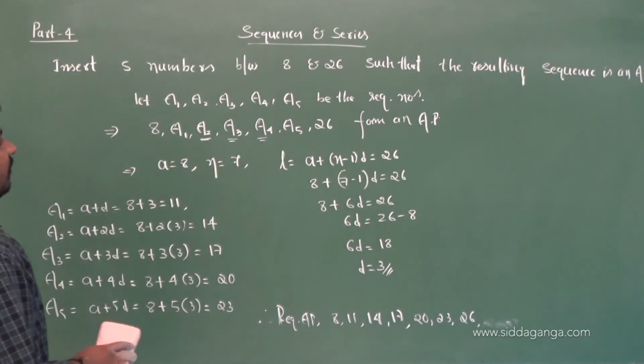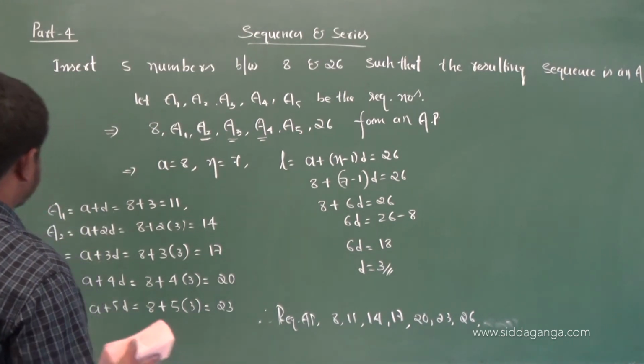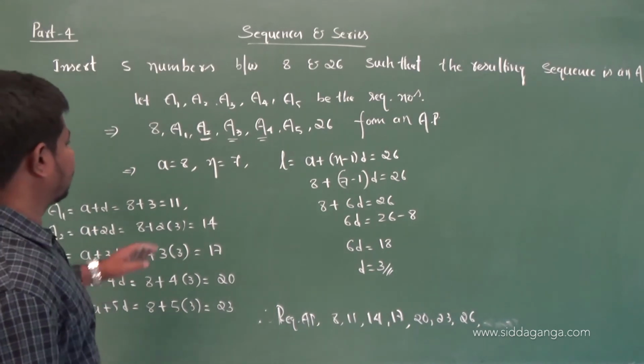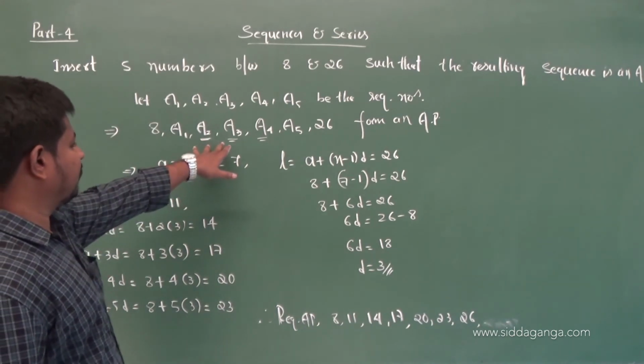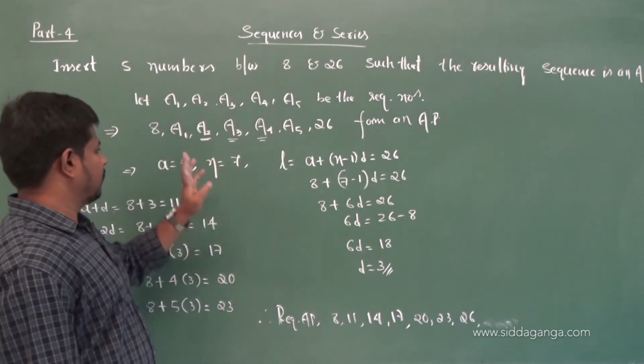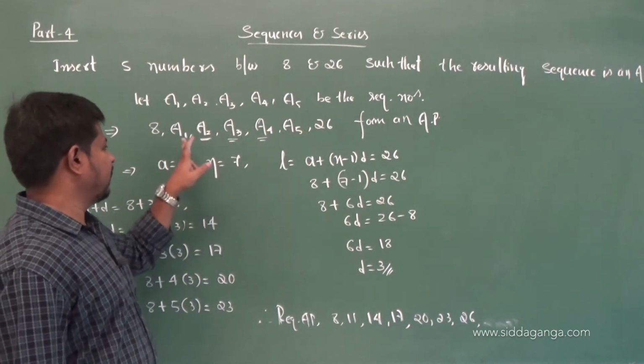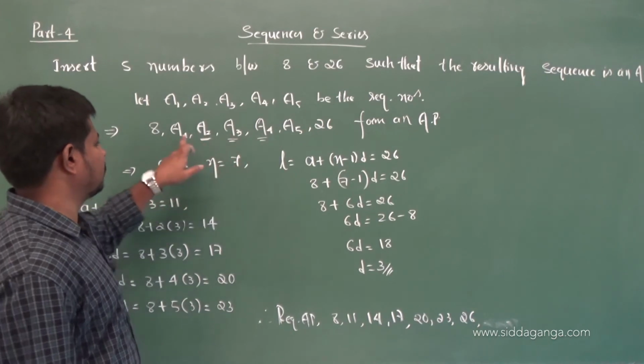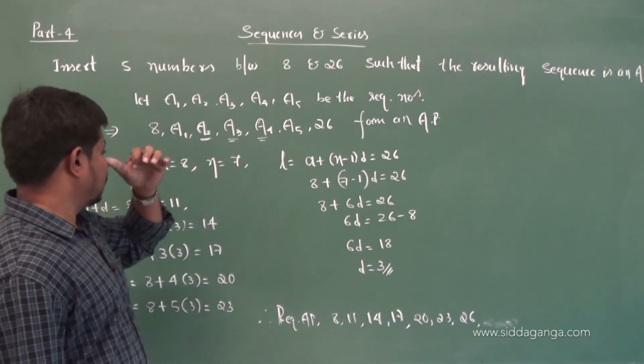A simple one and important for the purpose of examination, right? It's very simple. You have to insert 5 numbers between 8 and 26. Anyway, the last term is given. By using this, you get n terms. Let me take A1, A2, A3, A4. No, don't take this one as A2, A3. It will confuse you.